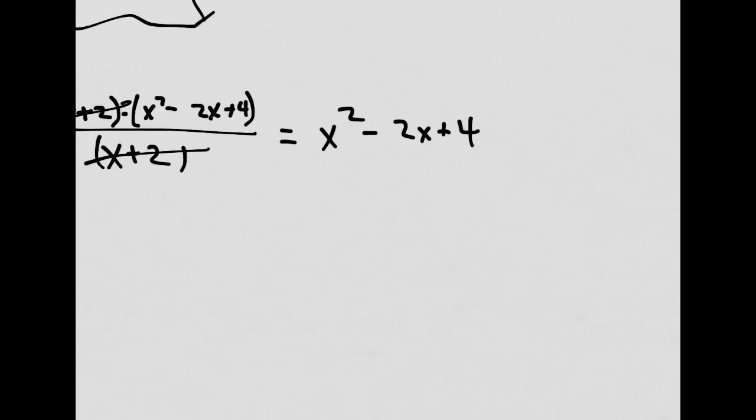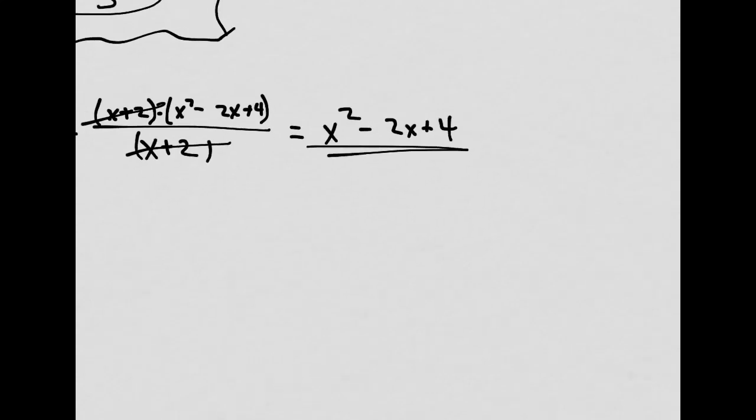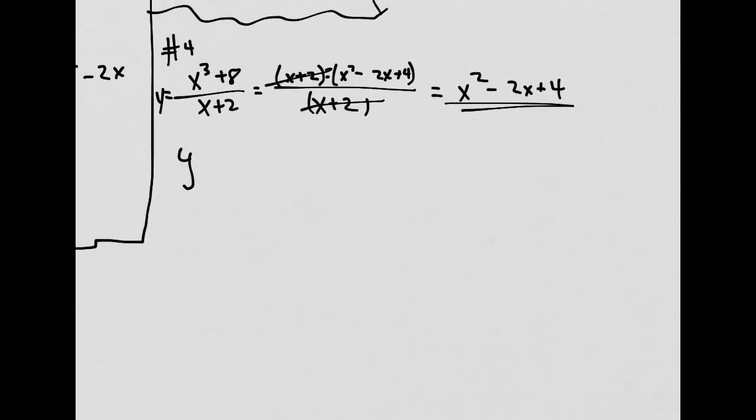So then I just have to take the derivative of this polynomial. So y prime is equal to 2x minus 2. That's the answer.